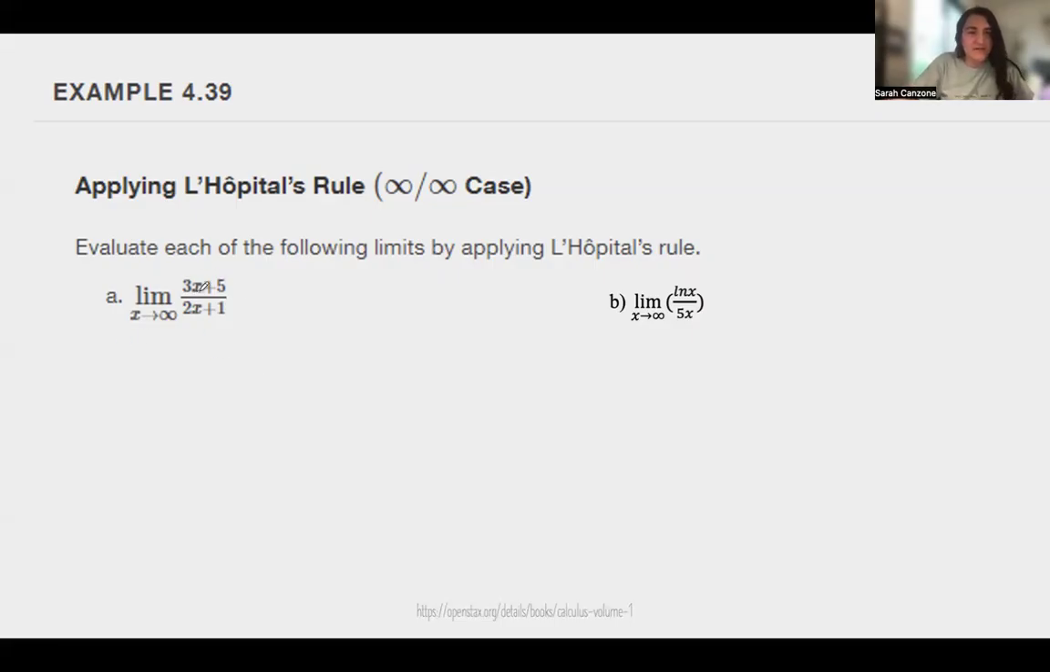So obviously plug in infinity, we get infinity over infinity. That's indeterminate form. Boo. Let's use L'Hopital's rule. So this is the same thing as the limit as x approaches infinity of the derivatives. Derivative of 3x plus 5 is 3. Derivative of 2x plus 1 is 2. The limit of a constant is a constant. That's 3 over 2.